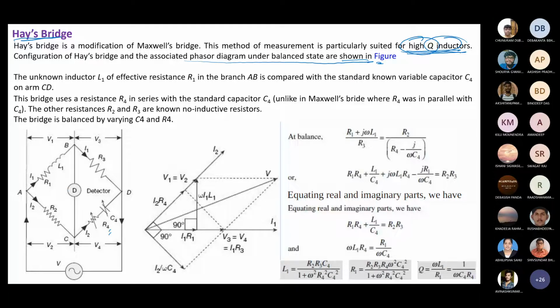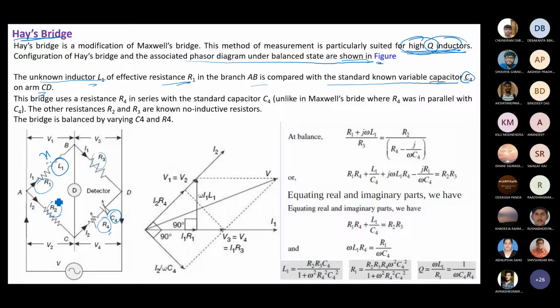So Z1 equal to what? R1 plus j omega L1. L1 is your unknown inductance, so you need to find out the value of L1. R1 is the impurities of inductor L1. The branch AB is compared with the standard known variable capacitor, that C4, the variable capacitor from arm CD. The rest of the values are standard values. Except L1, which is unknown.